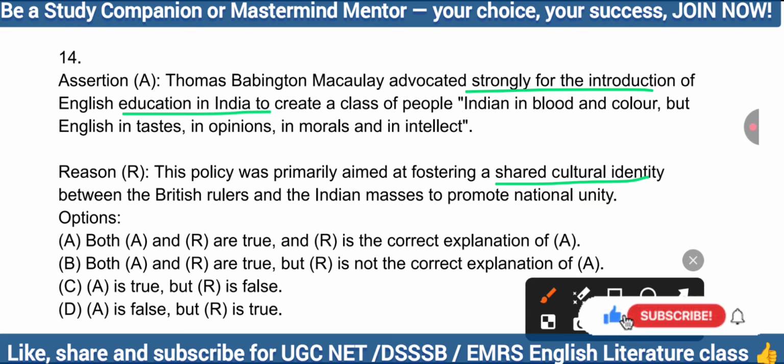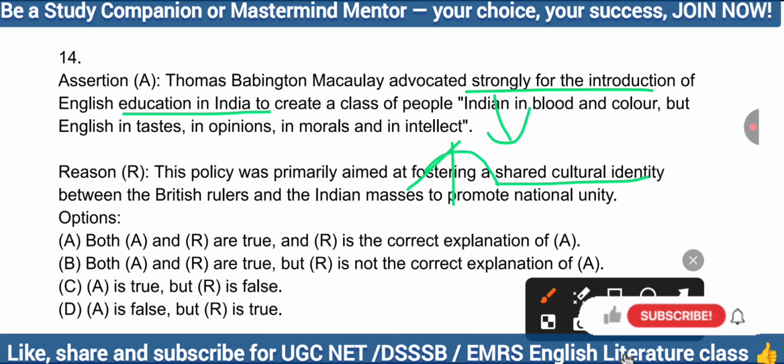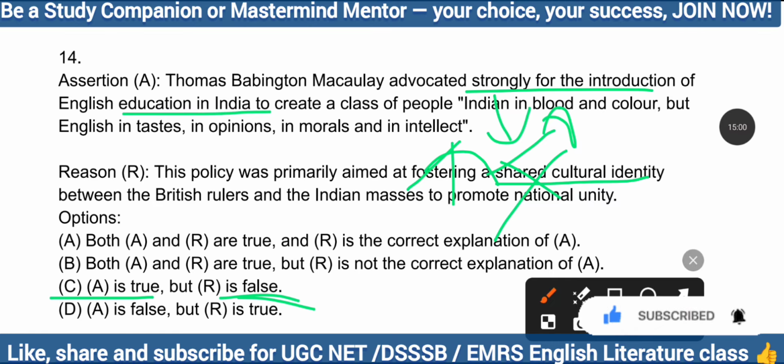So that is why the assertion is correct, but the reason is not the correct explanation of A. It is not the proper reason for what A is saying. So that is why we can select the option: A is true, R is false. Now let's move to the next one.